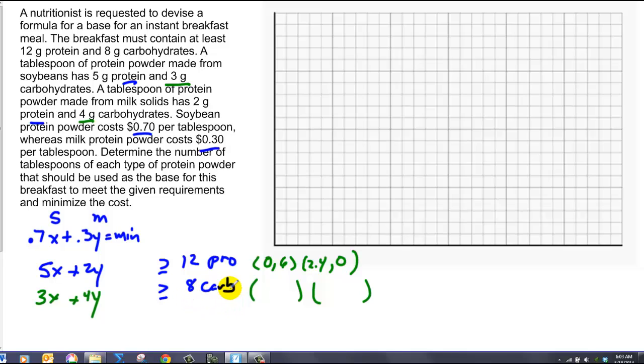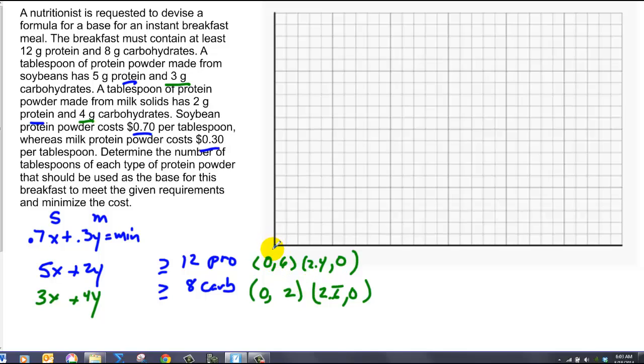So let's go ahead and do intercepts again. When x is equal to 0, y is equal to 2. And when y is equal to 0, x is equal to 8/3, which is 2 2/3, or 2.6 repeating. All right. We'll go ahead and graph these once again.